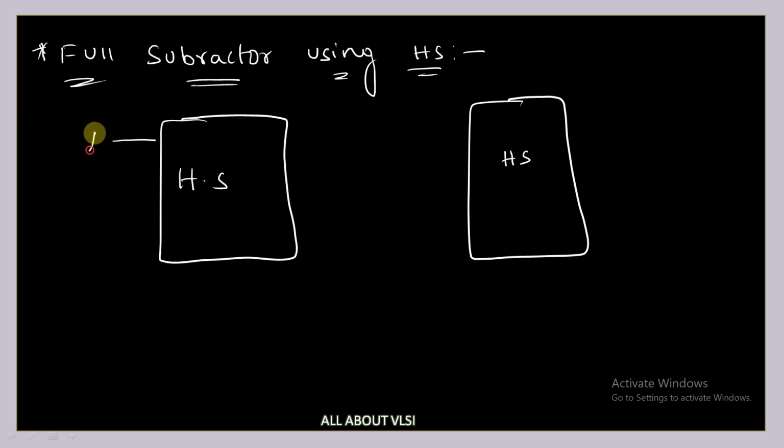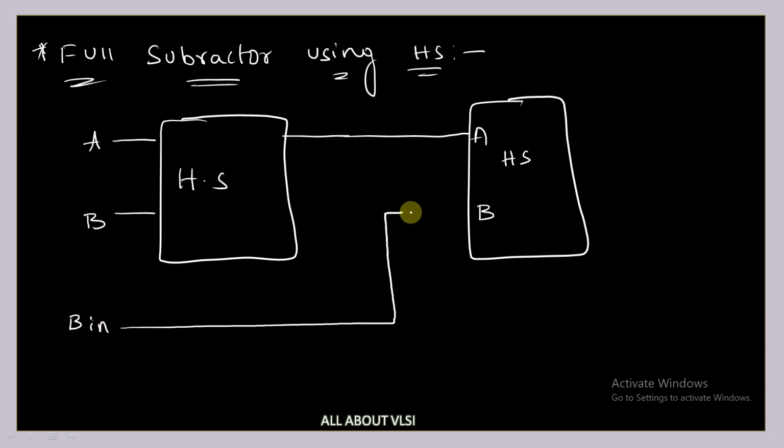So here I am going to connect A and here I am going to connect B. Here I am going to get my difference, that is nothing but A XOR B. I am going to give it to my second half subtractor. This is A of my second half subtractor, and B I am going to connect with my B in. So here I am going to get my difference, which is nothing but A XOR B XOR B in. So this is the difference I am getting.